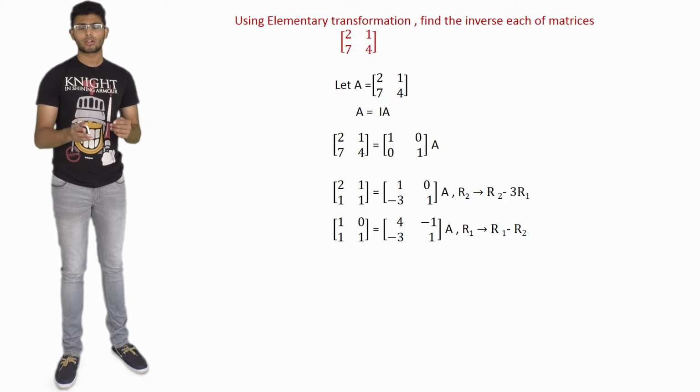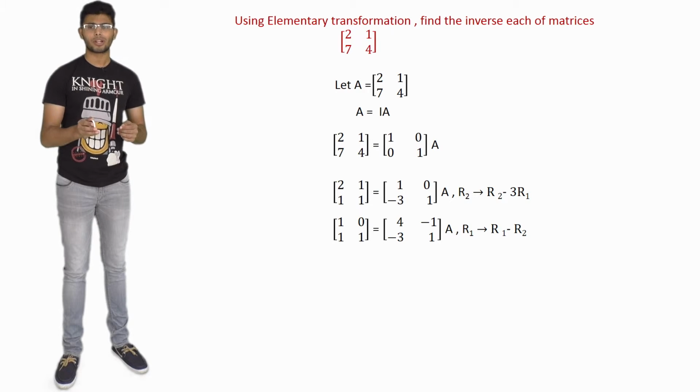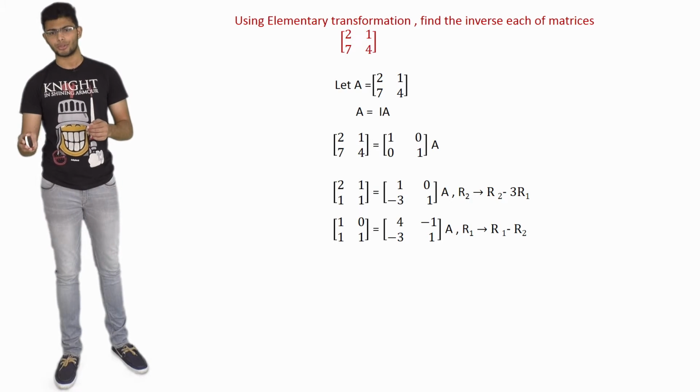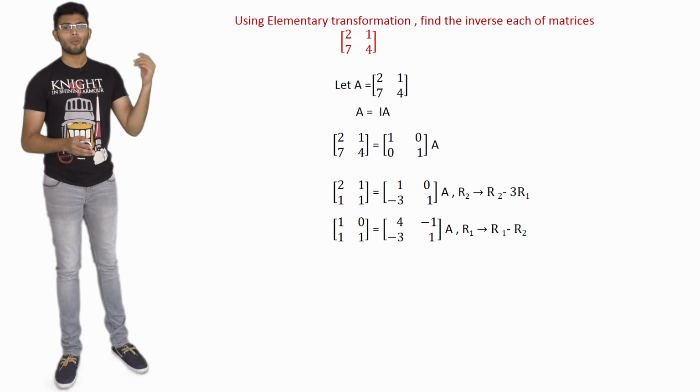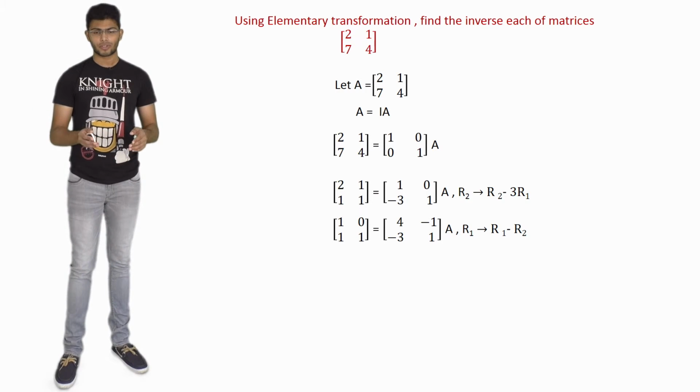Now we're going to try and get 1 in the first position. To get that, we're going to do R1 equals R1 minus R2. Once you've done that, you're going to have 1 0 in the first row and 1 and 1 in the second row. So it's very easy now.